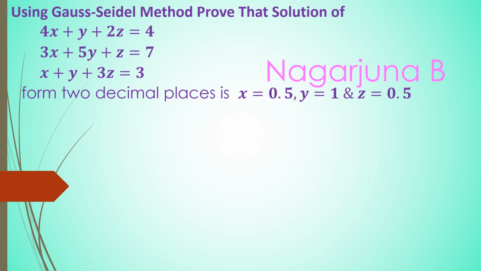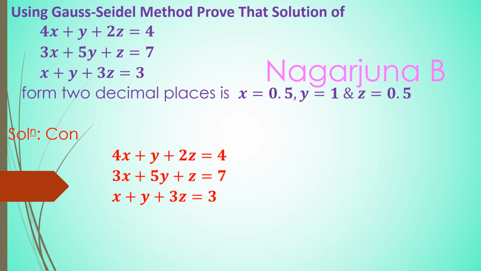0.5. Solution: consider the system of equations 4x plus y plus 2z is equal to 4, 3x plus 5y plus z is equal to 7, x plus y plus 3z is equal to 3. Now, to apply the Gauss-Seidel method, we need to check that the coefficient of the diagonal element is greater than the sum of the coefficients of the non-diagonal elements, and while considering the coefficients you need to consider the modulus of each coefficient. That means if the coefficient is negative, you need to consider it as positive.